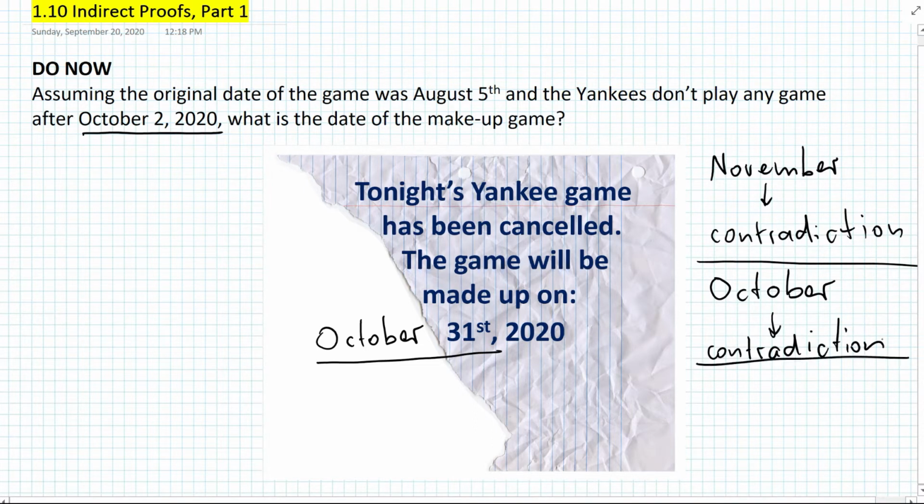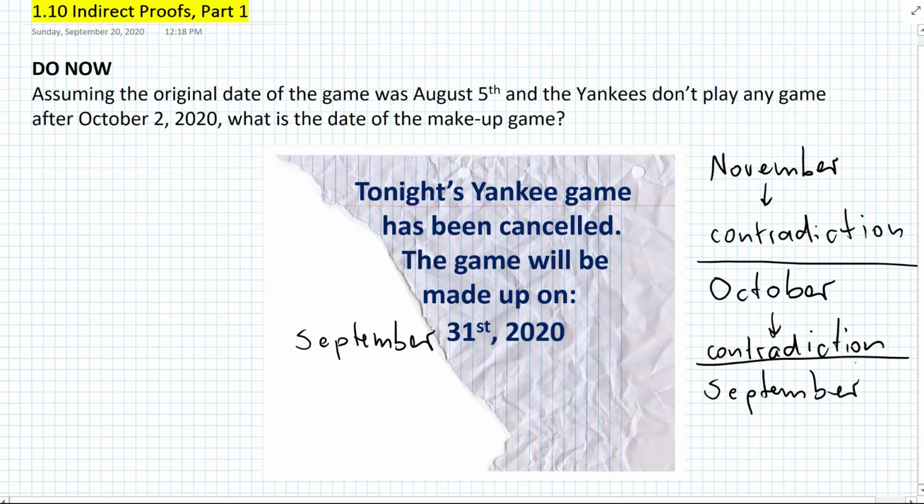Okay. So now let's continue and let's assume now September. Okay, so would September work? So let me write this here, September. Does that work? The answer is no, because again, we do not have 31 days in September, only 30 days. So here we also have another contradiction. Okay, it contradicts with the number of days in September.